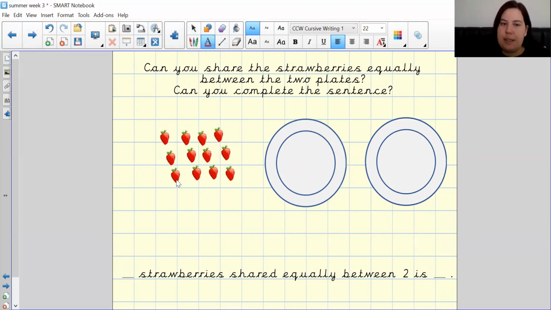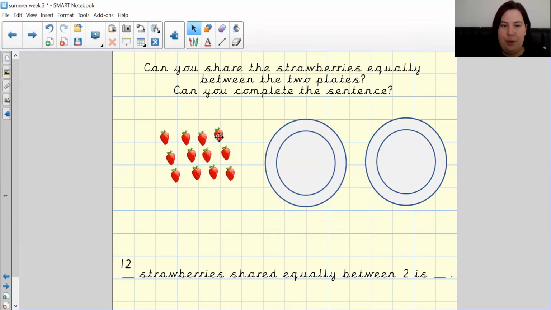So the first thing I'm going to do is count how many I have. 1, 2, 3, 4, 5, 6, 7, 8, 9, 10, 11, 12. So I have 12 strawberries to begin with, and I need to share them equally into the two plates. So I'm going to do that now.